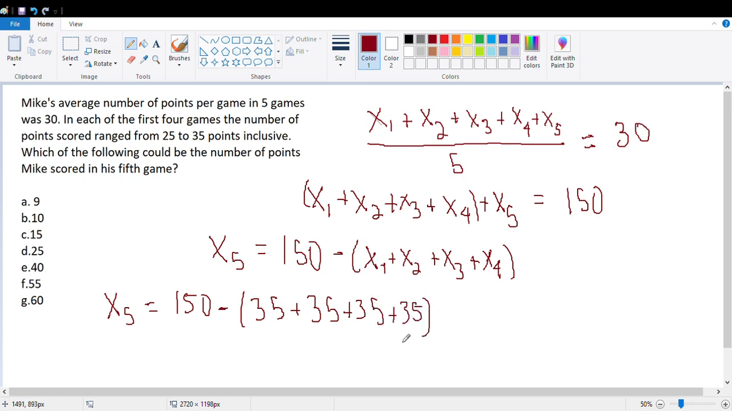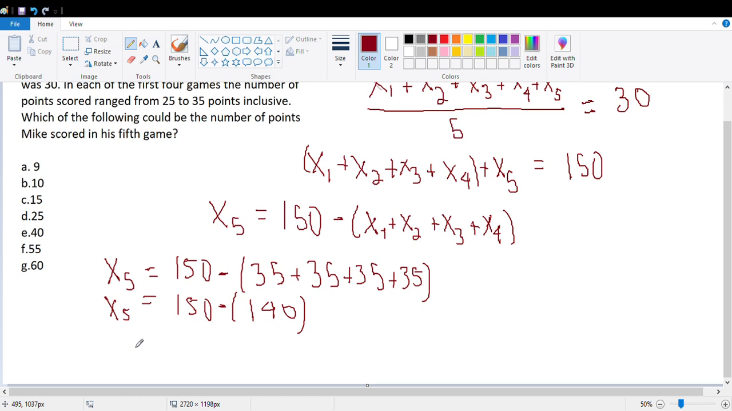So we add it. We have 150 minus, alright, so adding 35 plus 35 is 70. And then here these two also make up 70. So we have 70 plus 70, we have 140. Alright, and in that case we'll have x5 equals 10. 150 minus 140 is 10. Again, that's the lowest possible value that he could have scored in the 5th game.